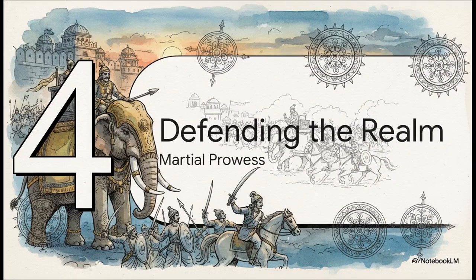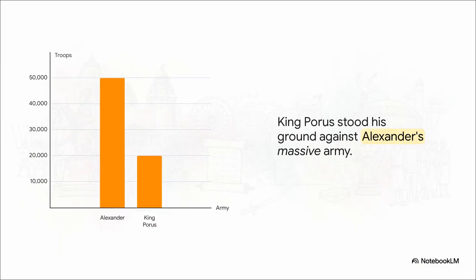Moving right along to part 4, defenders of the realm, unmatched martial prowess. Because sometimes, to protect your reforms, you just have to fight. Imagine the sheer courage of King Porus. Alexander the Great arrives with 50,000 troops, having basically conquered the known world. While other kings surrendered, Porus stood his ground with only about 20,000 men. He was heavily outnumbered, but his fierce resistance earned Alexander's deep respect, resulting in a peace treaty that literally halted the invasion.